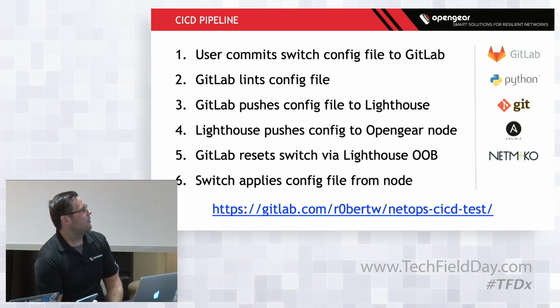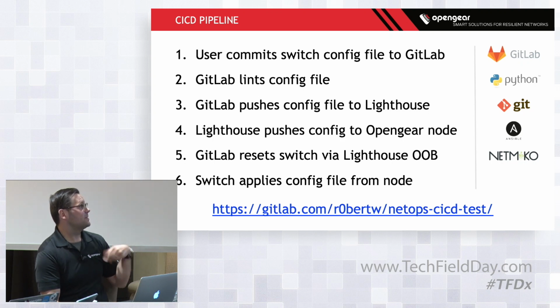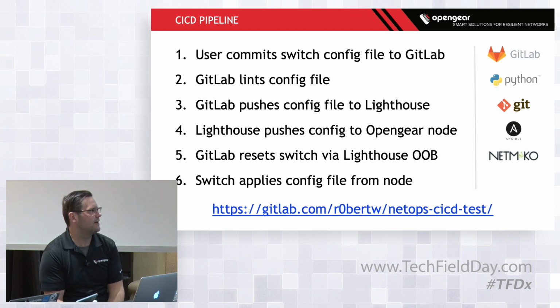So basically, this is what my pipeline looks like. There's a URL down the bottom if you want to browse there and have a look at the code. That should be open up to public for public viewing, and if it's not, do let me know. So the user basically commits the switch config into GitLab. That triggers the CI/CD pipeline in GitLab. The first thing it does is the automated testing phase, and I've just implemented a couple of trivial linters to make sure I haven't made any really bad typos.